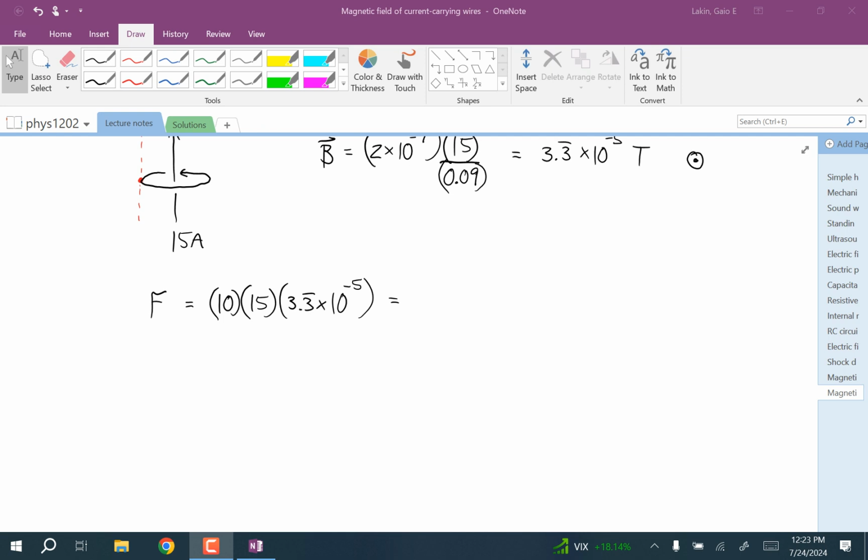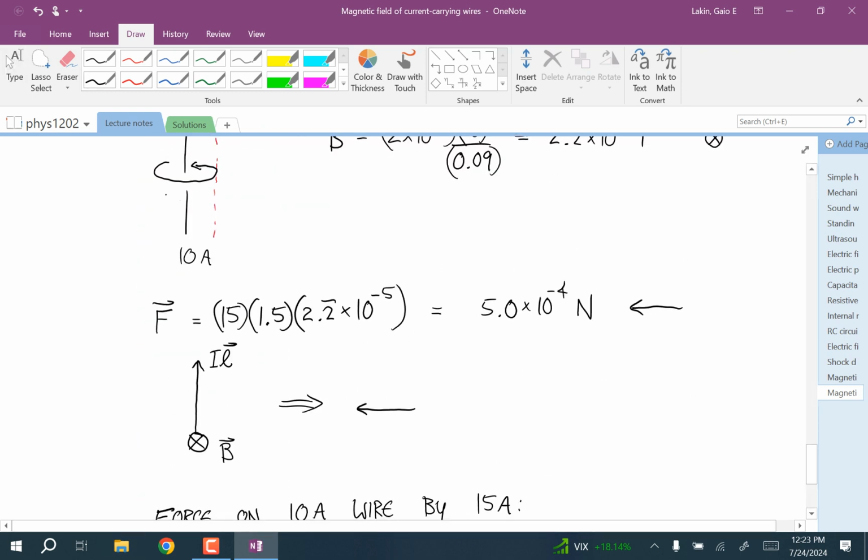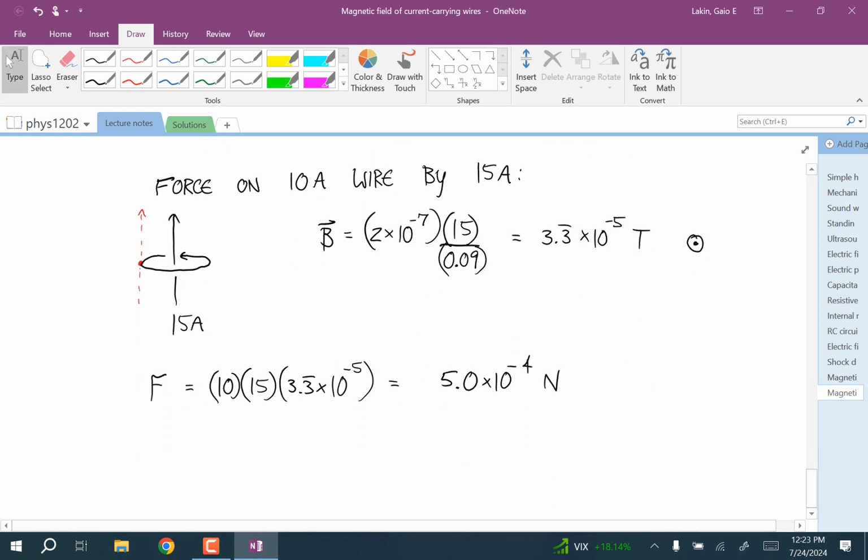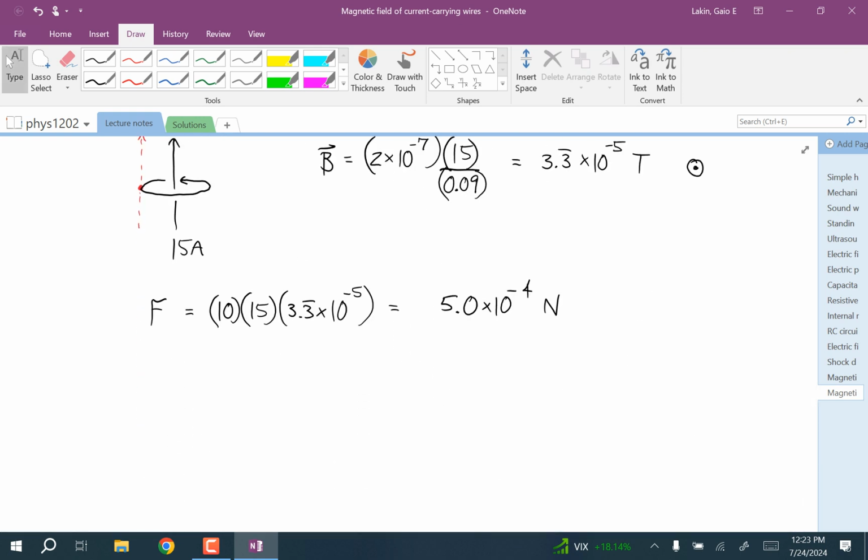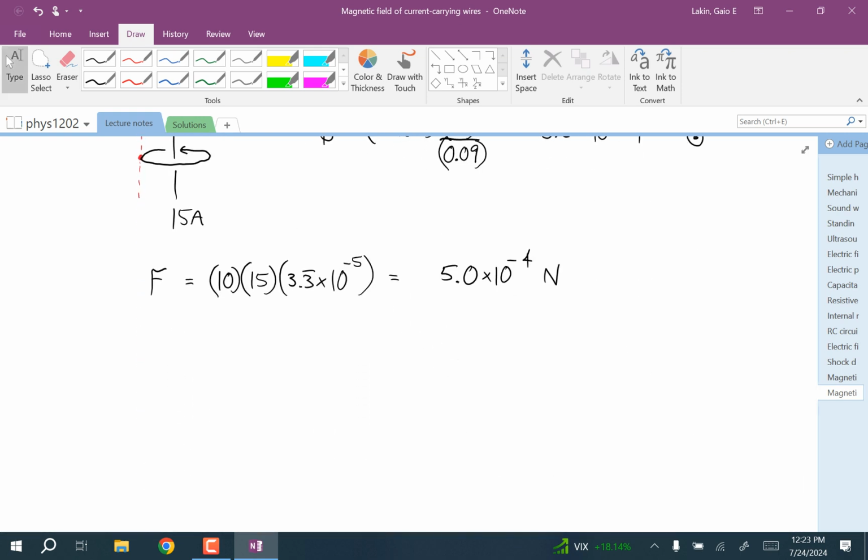So the magnitude of this force ends up being 5 times 10 to the minus 4 newtons. Okay, so the magnitude is the same as it was before. Now we just have to verify that the directions are opposite.